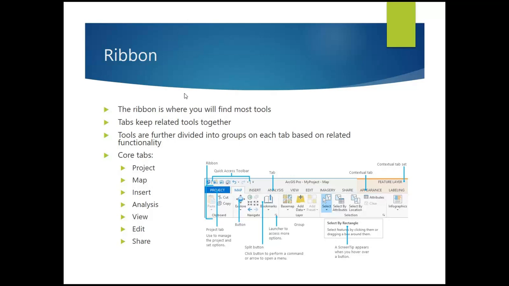These core tabs in the ribbon include your project tab, your map tab, where you can explore and add data, your insert tab, where you can insert a new map, your analysis tab, where you can run your geoprocessing tools, your view tab, where you can change the view that you're looking at, your edit tab, where you can edit your data, and your share tab, where you can export your map to a PDF or share in ArcGIS Online. Next, we'll take a look at the View tab.